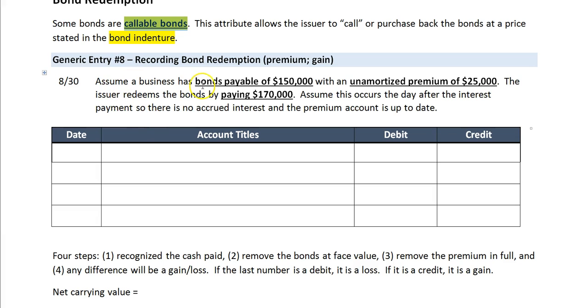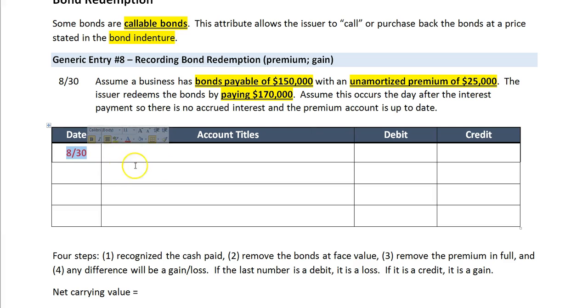So it says assume a business has bonds payable of $150,000 with unamortized premium of $25,000, and the issuer redeems the bonds by paying $170,000. Okay, so they're just saying this happens like the day after we've issued them, so all these numbers are up to date. It's not like we need to record a partial accrued interest or deal with anything messy like that. This actually simplifies it a lot.